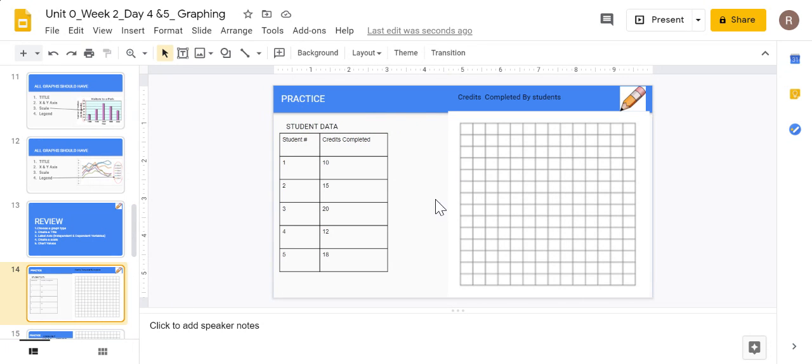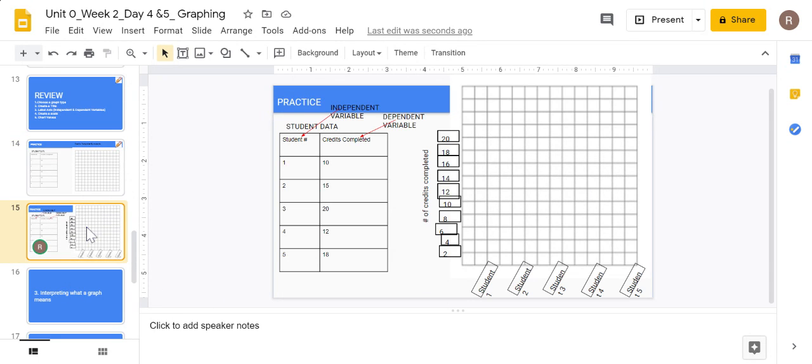Okay, so again, we started out with our blank slate. We created a title. We then wanted to put our independent and dependent variables in the correct positions. And so I've gone ahead and done that. Student number at the bottom, credits completed on the y-axis on the left-hand side, I created a scale. Notice how I'm not using the entire graph, but it's as close as I can get without going over it.